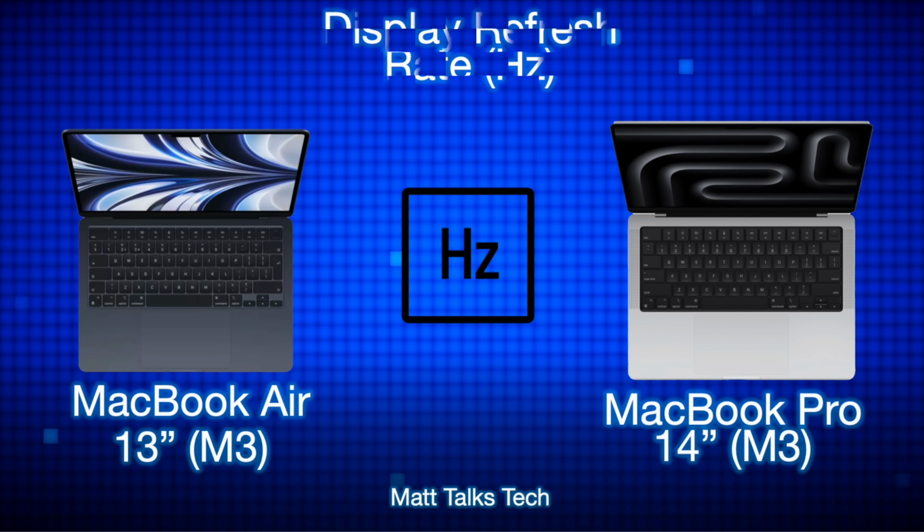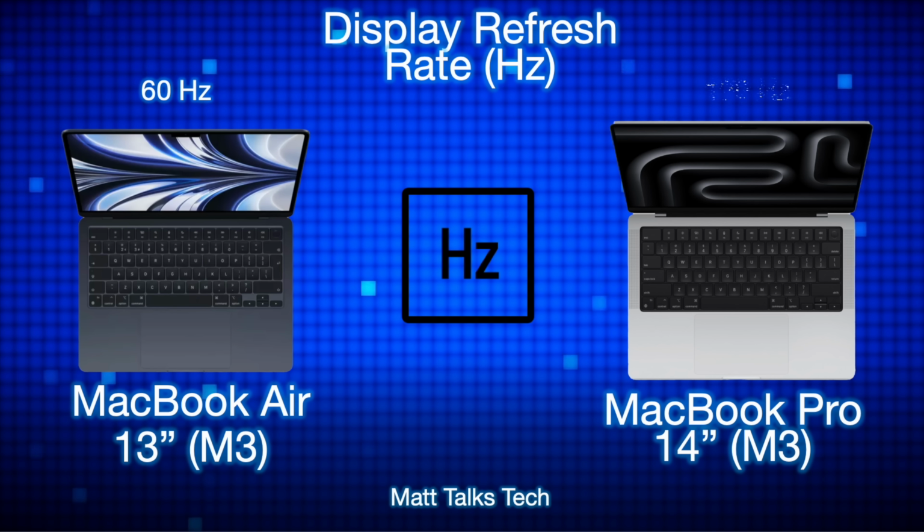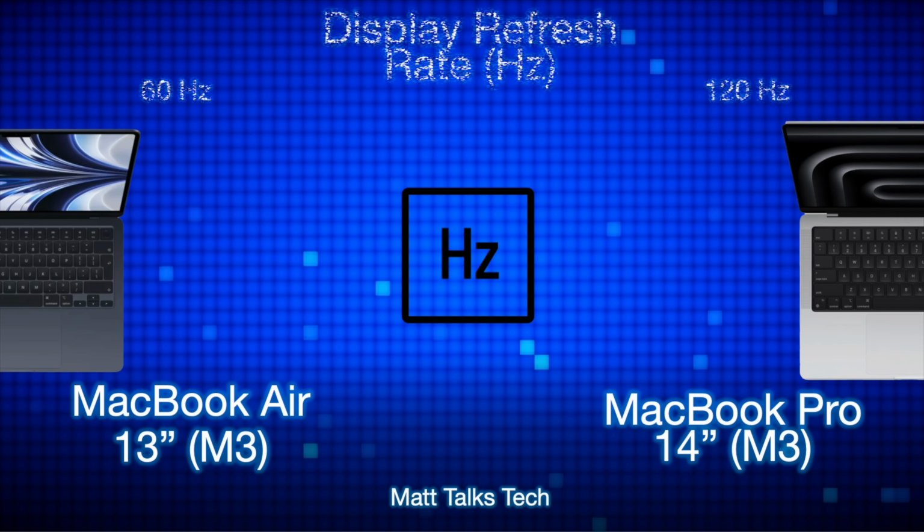But one thing you might notice is the display refresh rate. The MacBook Air 13-inch has a standard 60 Hz refresh rate, whereas the MacBook Pro with that mini LED display has the ProMotion display, which is up to 120 Hz. So depending on what apps can utilize that, it will go up to 120 Hz.